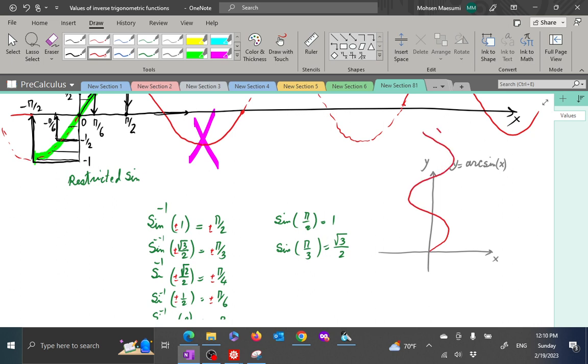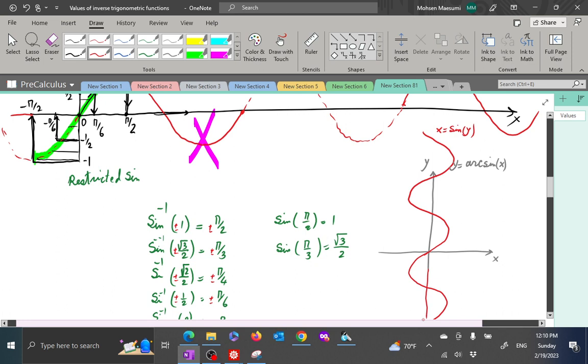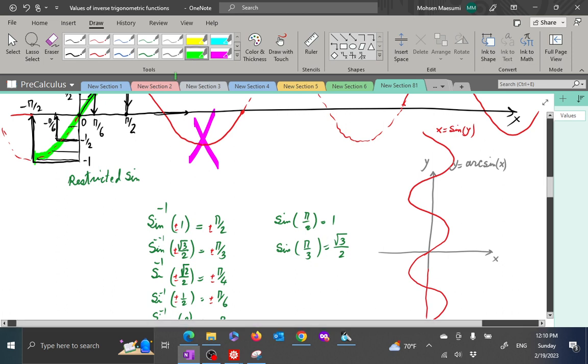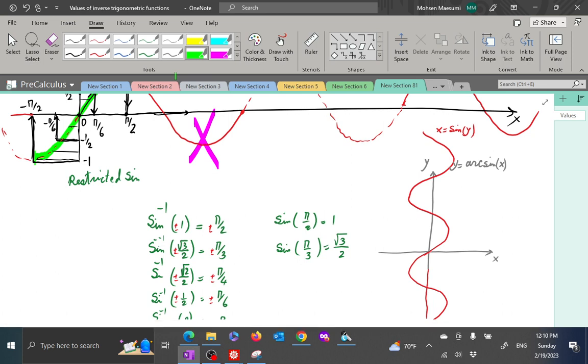So what is this graph I drew? It is x equal to sine of y. So instead of y equals sine of x, if I want x equals sine of y, that would be it. Now we said the graph of a function and its inverse are reflections of each other in the 45-degree line. So y equals sine of x and x equals sine of y are going to be reflections of each other.